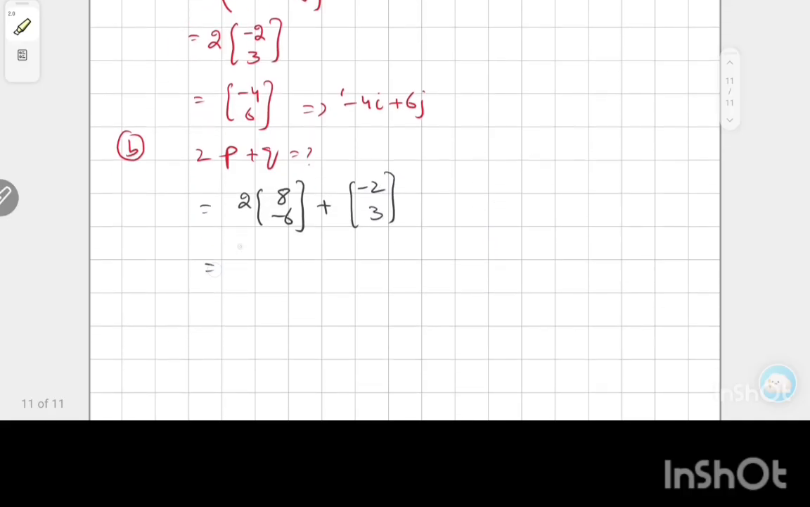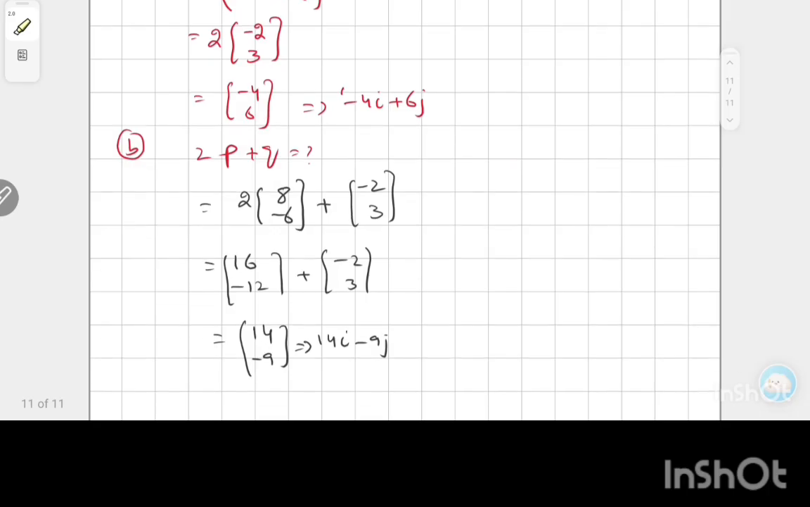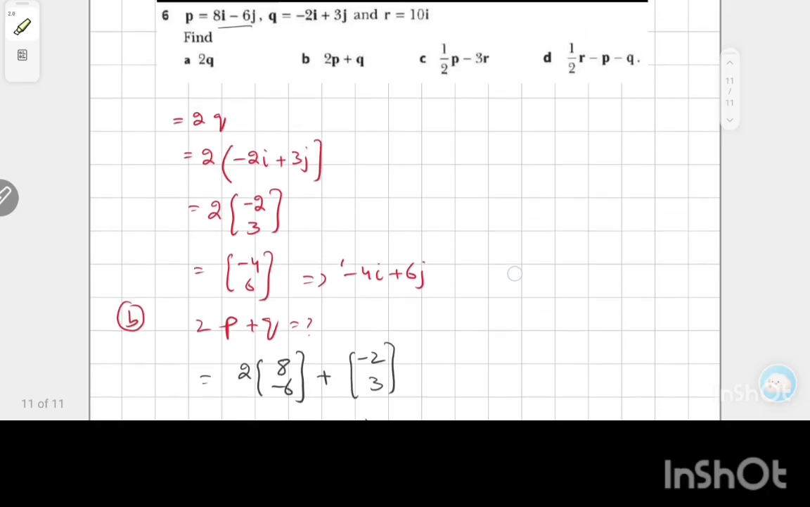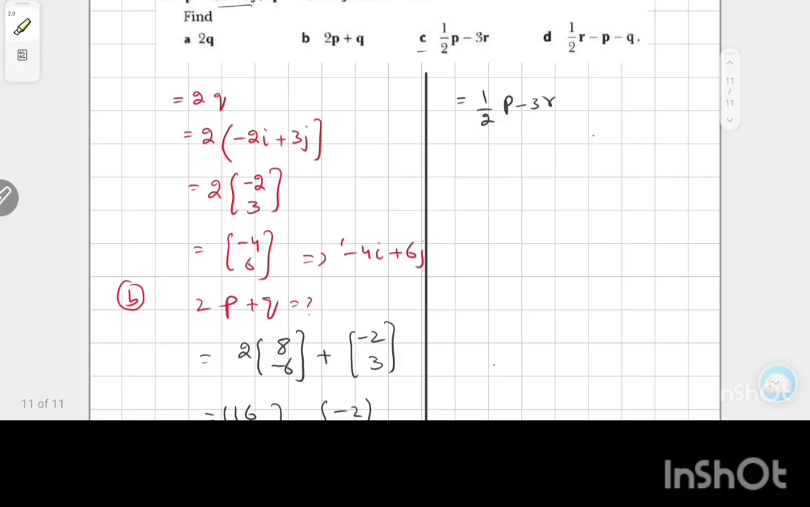So here 2 times 8 is 16, 2 times minus 6 is minus 12, and in the matrix form minus 2, plus 3. We will write 16 minus 2, we got the answer 14. Minus 12 plus 3, we got the answer minus 9. Okay dear student, we will write it 14i minus 9j. We can also write it both ways, the answer is in the correct form.